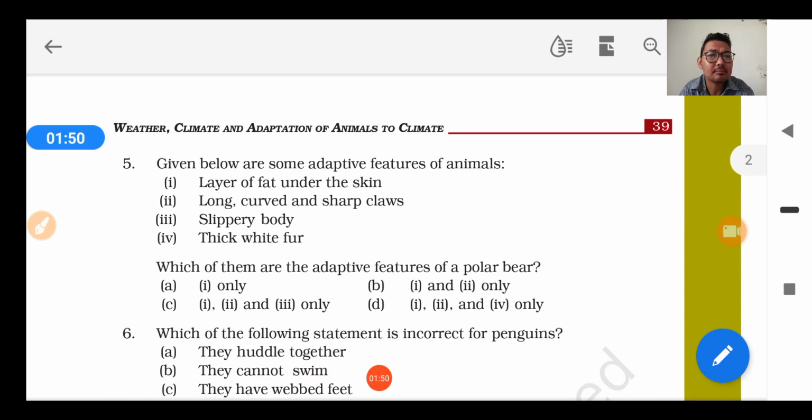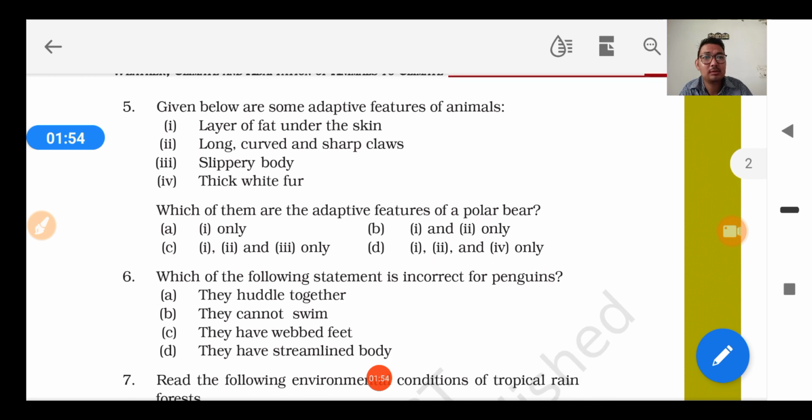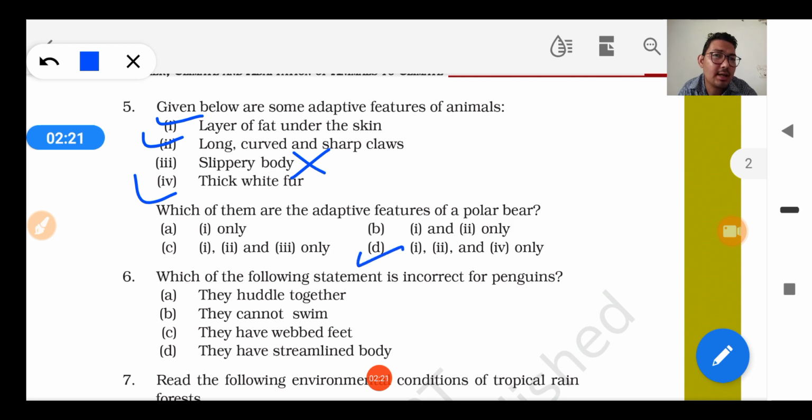Okay, now question number 5. Given below are some adaptive features of animals. Now you see, layer of fat under the skin, this is an adaptive feature of the polar bear. And long curved and sharp claws, same, it is for the polar bear. Thick white fur, this feature is for the polar bear, but the slippery white skin seems to be the odd one. So 1, 2 and 4, your option number D must be correct.